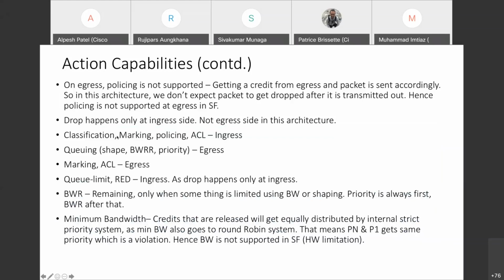Hey, quick question. Can we do ACL, PBR, all of that on the egress side? We do ACL, yes. ACL-based classification on the ingress, if that's the question. Do we do ABF and PBR as well?